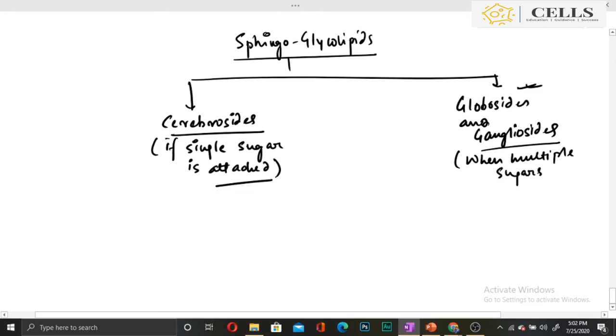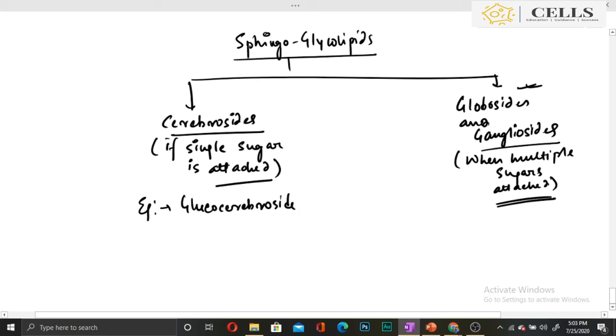Now see this very carefully. An example of a cerebroside is glucocerebroside. If glucose is attached to the sphingolipid, glucocerebroside is the example.